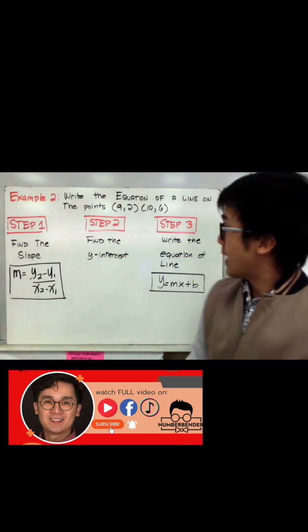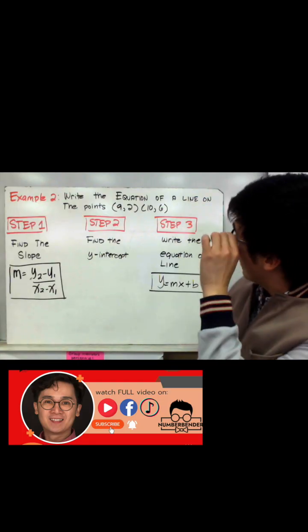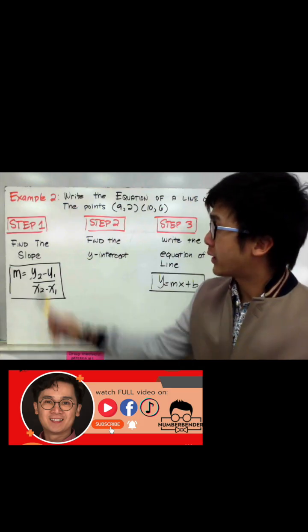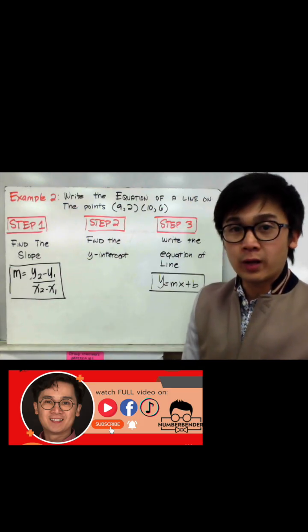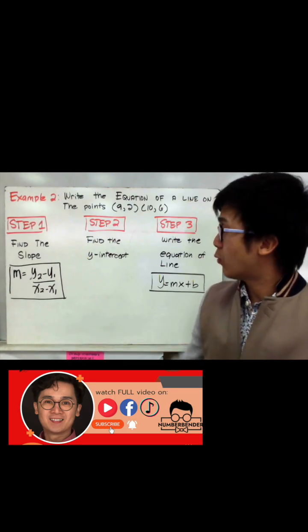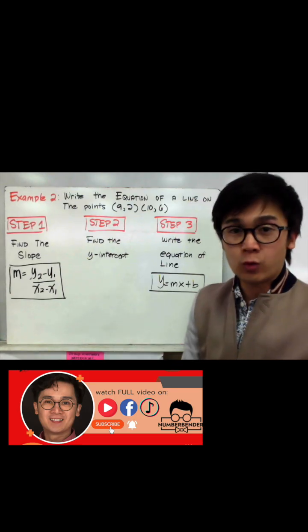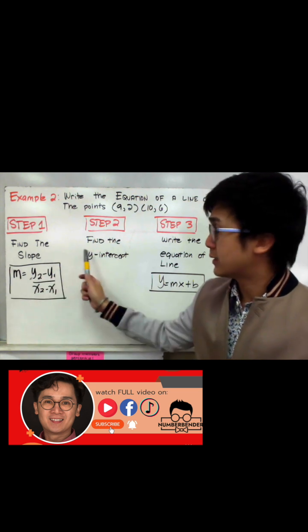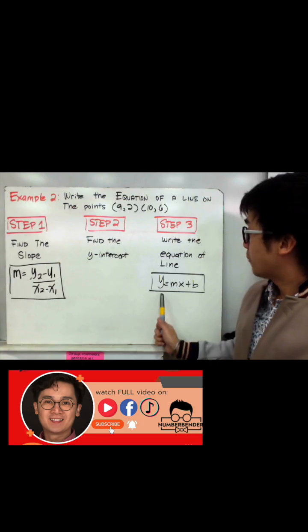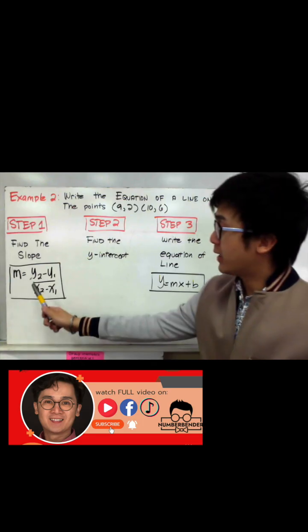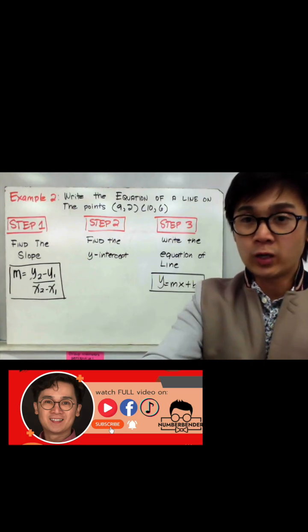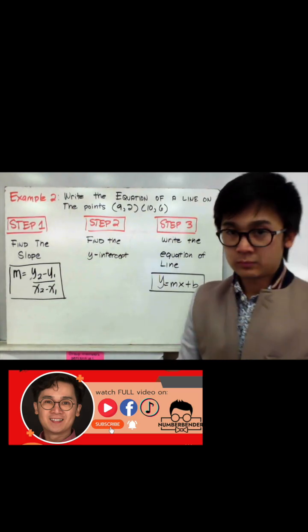Now for the second example, we need to write the equation of a line through the points (9, 2) and (10, 6). To recall the steps that we did in example number 1, the first step is to find the slope using the formula. The second step is to find the y-intercept using the slope-intercept form. And once we have found step 1 and step 2, we are ready to write the equation of a line in step number 3 by replacing m and b by the m and b from steps 1 and 2. Now let's work on this example.